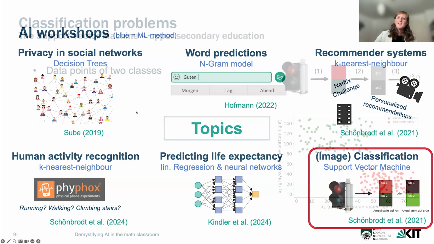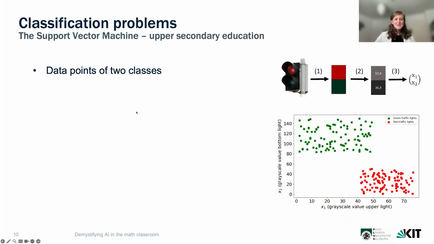Okay, now let's jump into the image classification workshop and the teaching and learning material on the support vector machine. This workshop was designed for upper secondary students, and you will see in a second why, because the math is embedded in the curriculum at this level.